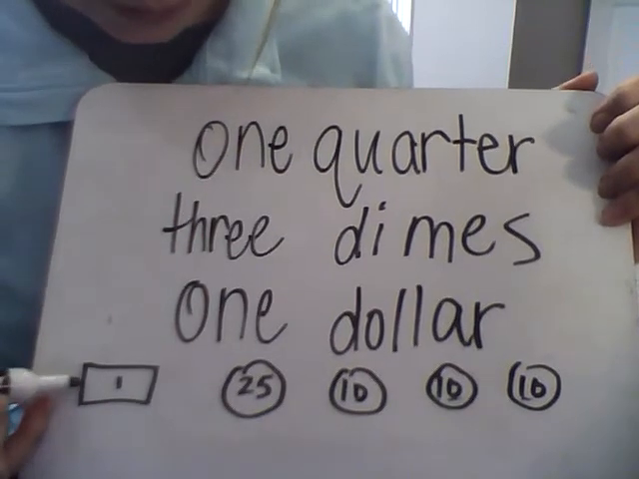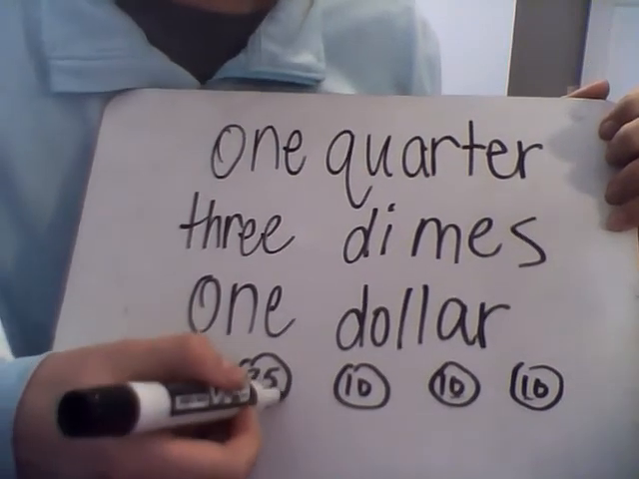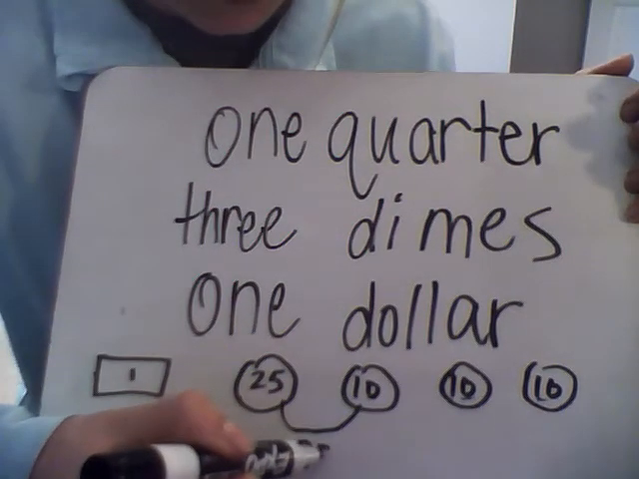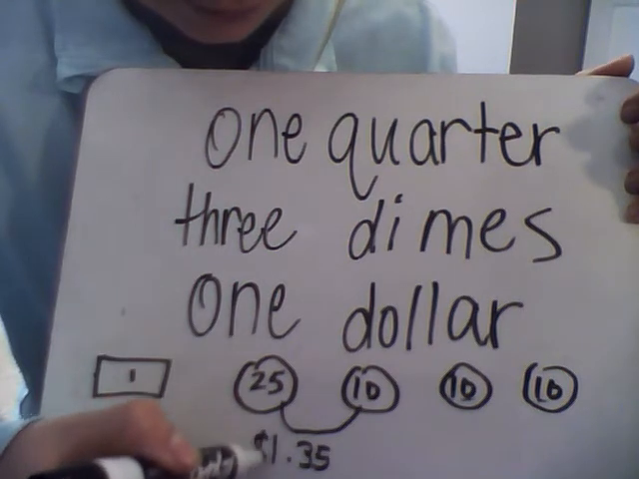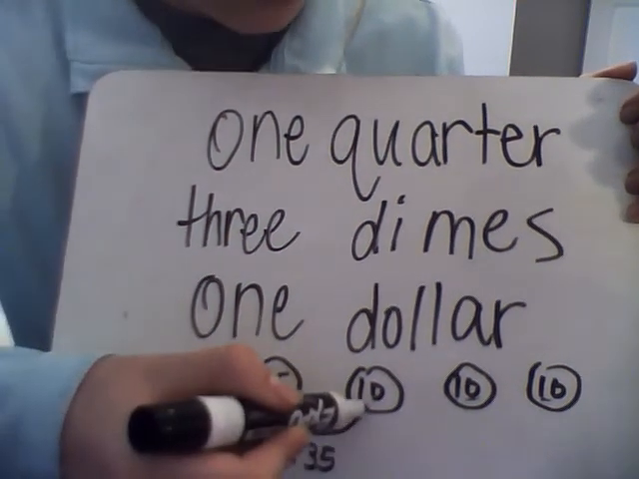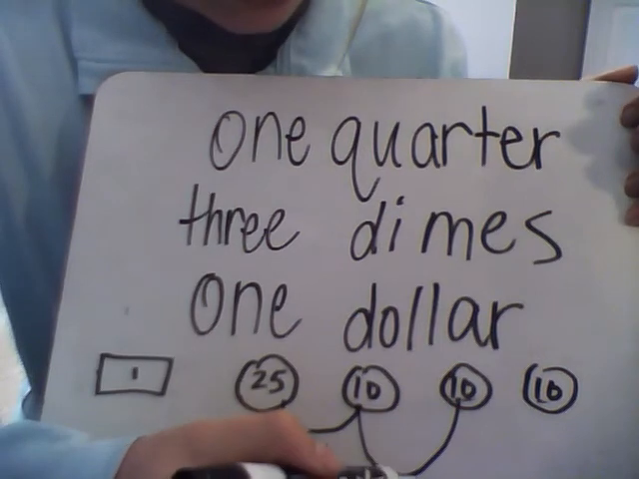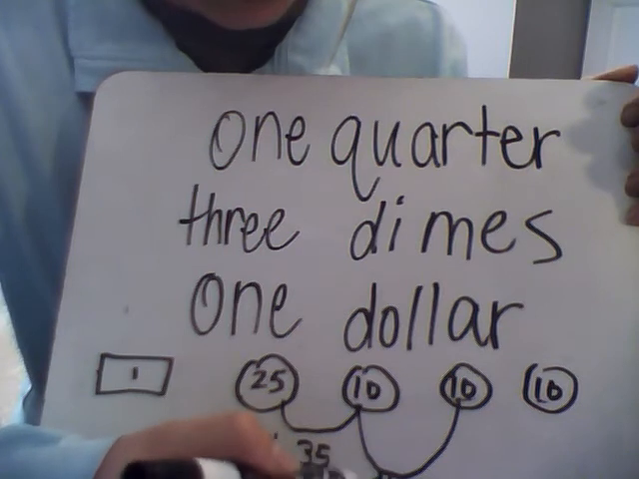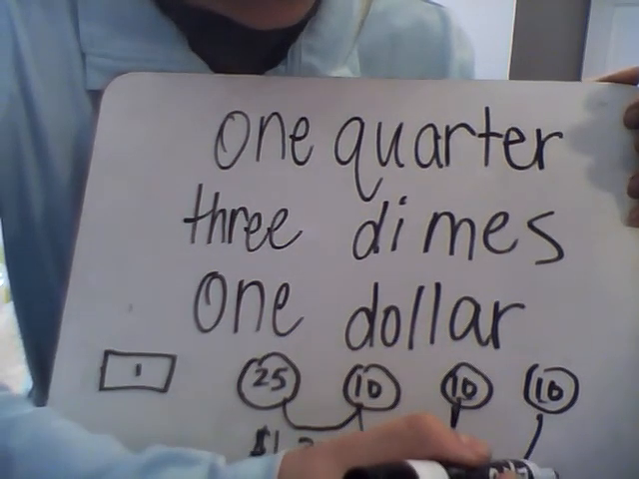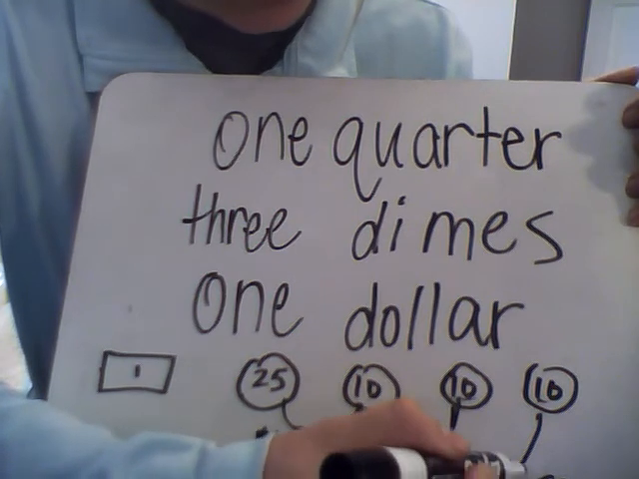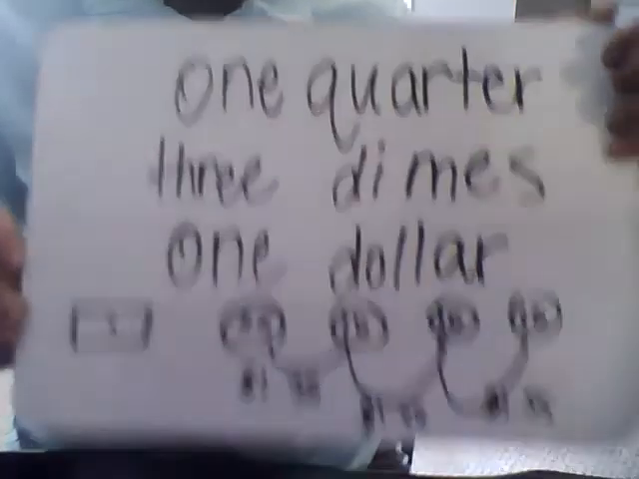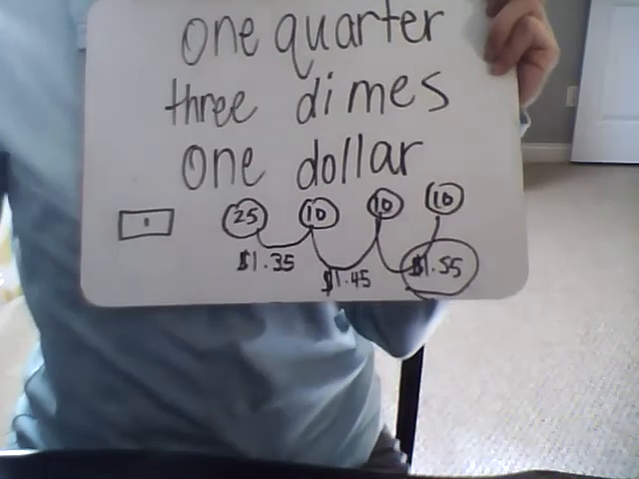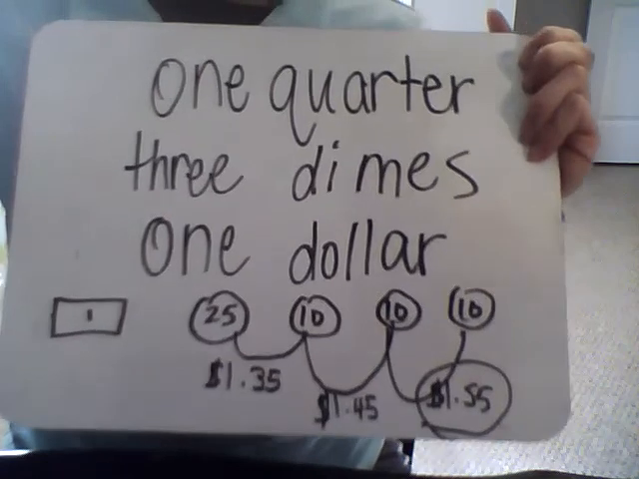So now we're at 125. 25 plus 10 is 35. Let me put my 1 here, my dollar sign. So we're at 135. 45. And 55 plus 10 more cents. Oh, you can't even see that. Sorry. All right, so your total is $1.55. The struggle was real on that one.